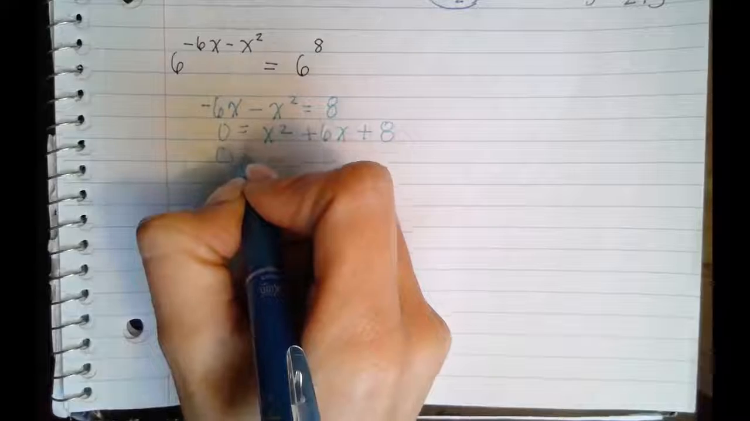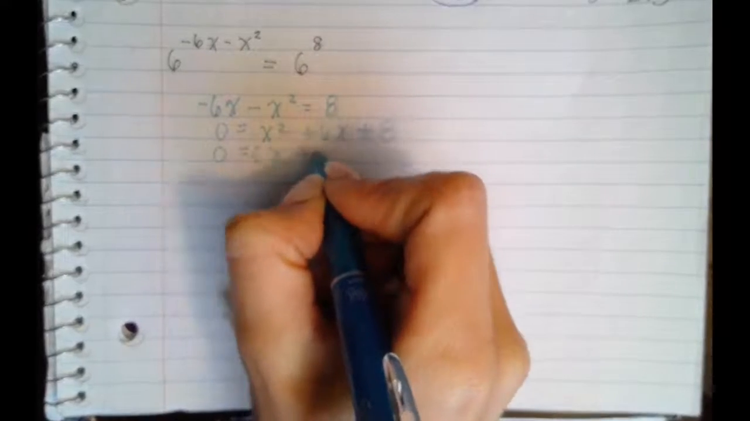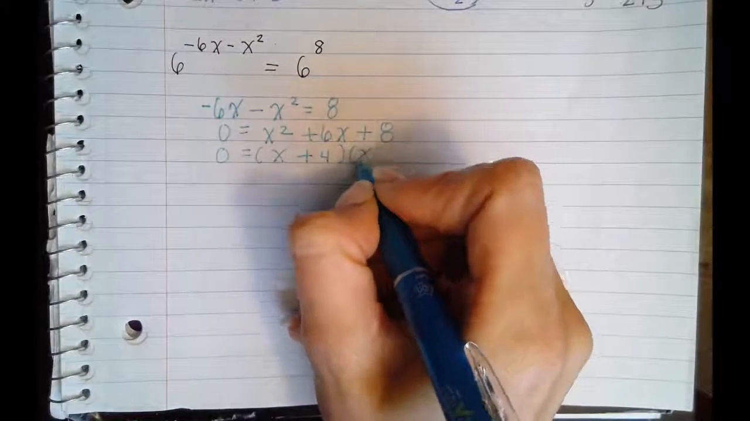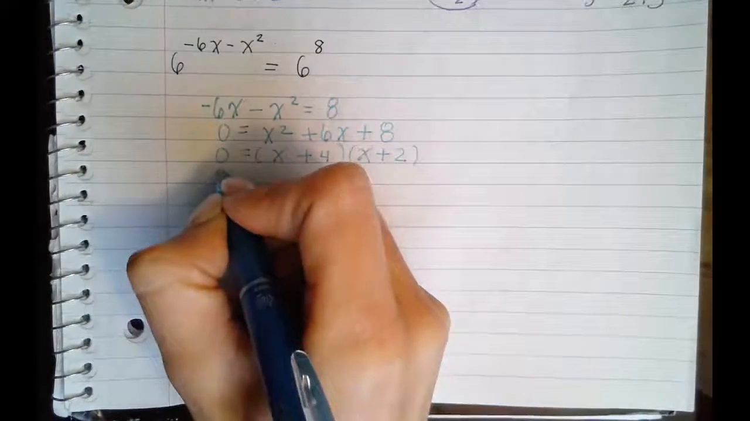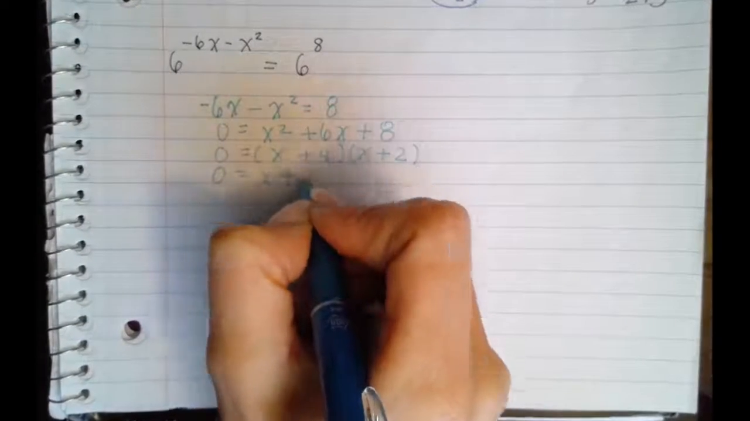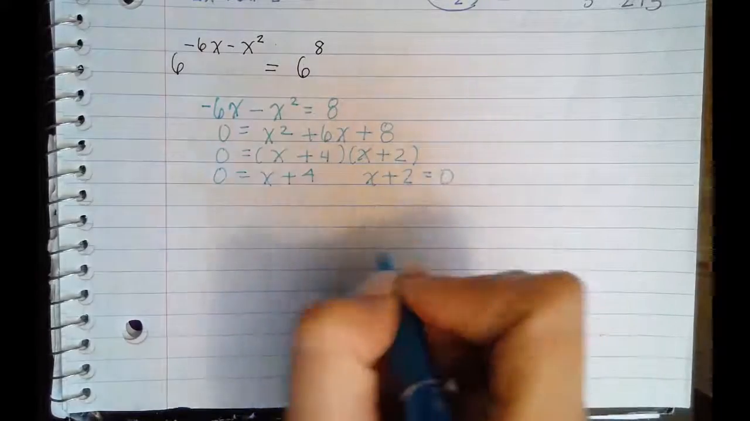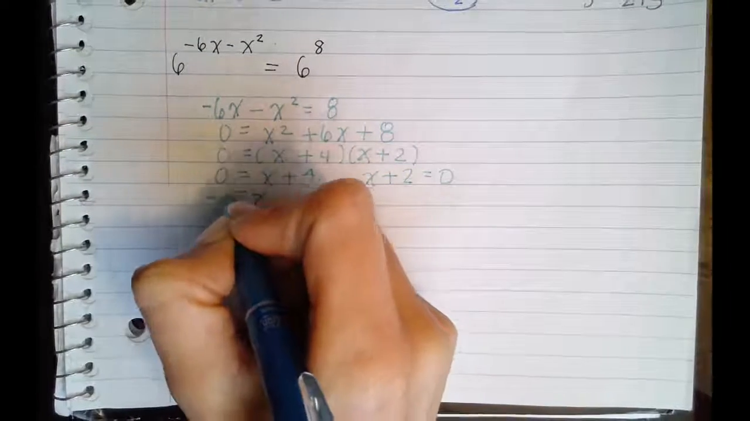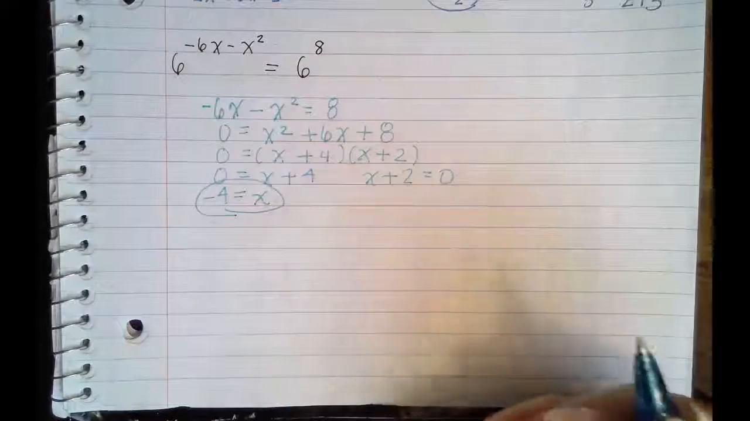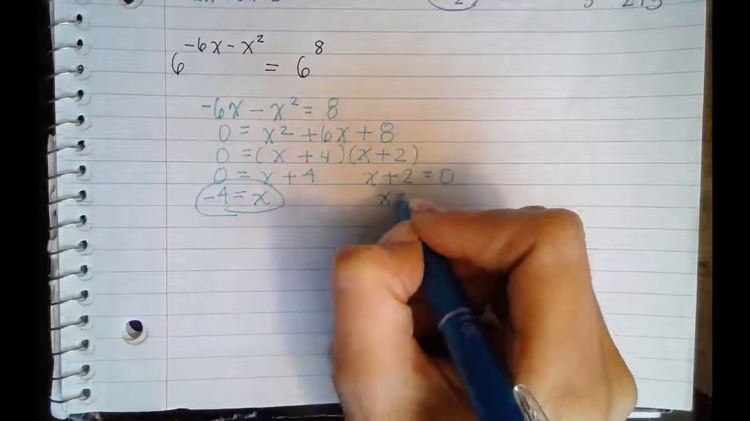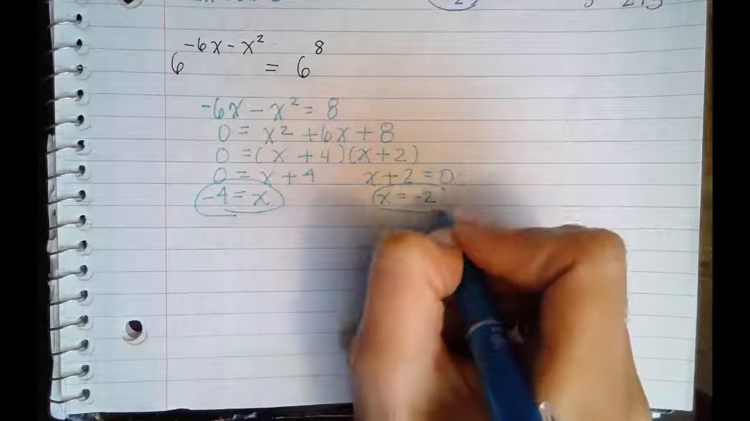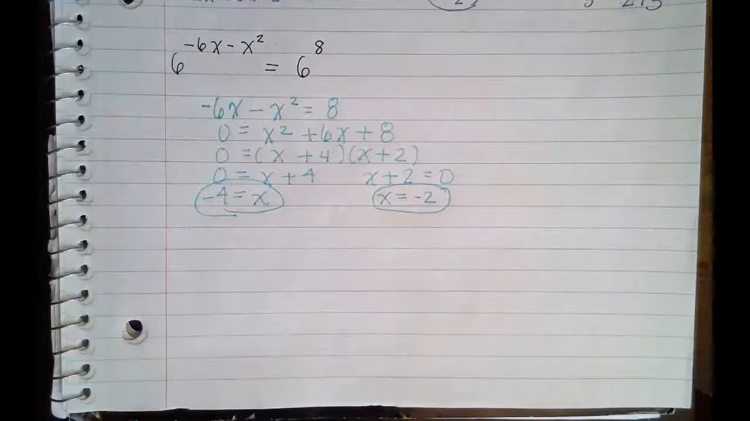Factor, that gives me x plus 4, x plus 2. 0 is equal to x plus 4. We're going to solve with the zero product property, and I'm also going to set x plus 2 equal to 0. However we write it, x equals negative 4 is one answer, and x equals negative 2 is the other answer. And that's all we have for that.